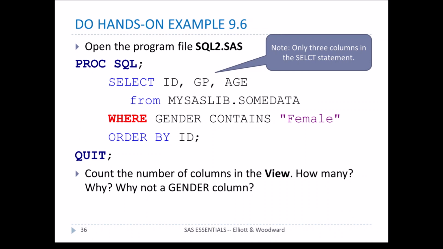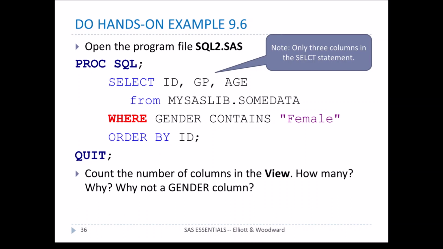All right, so let's look now at another example, 9.6. In this case, open the program file sql2.sas, and here we have a simple program where we have select ID, group, age, and then where gender contains female, order by ID.